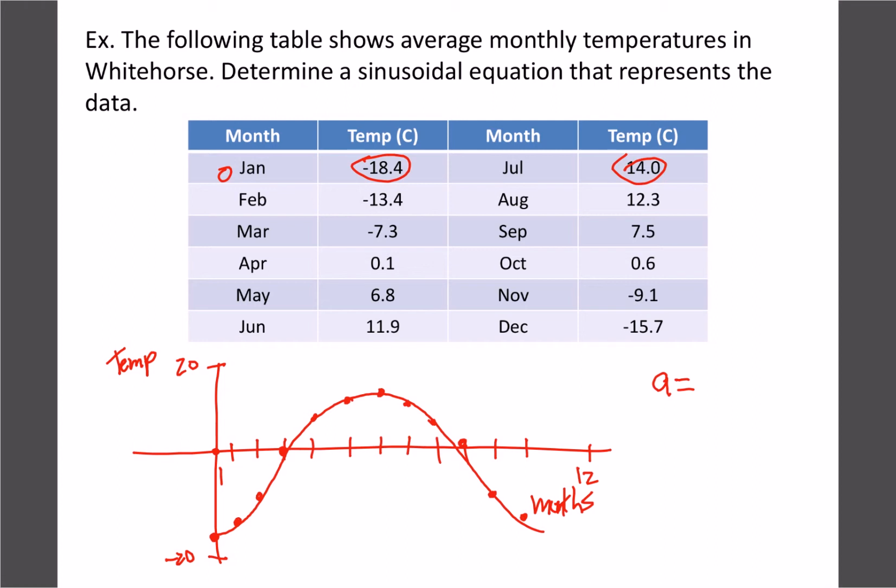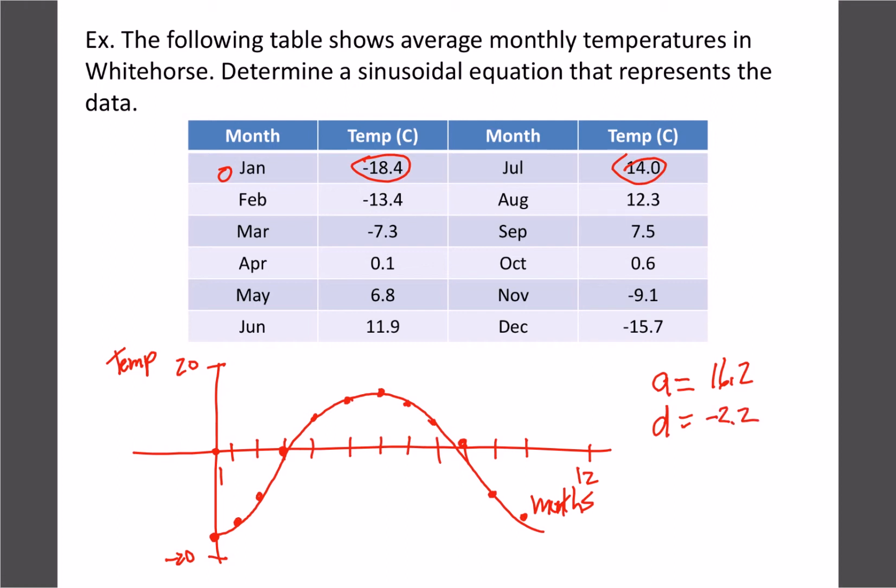Okay, so let's do that. So we get an amplitude of 16.2, and let's do our D while we're at it. So it'll be max plus min. So we'd have -18.4 plus 14, which gives us -4.4. Divided by 2 would give us -2.2.